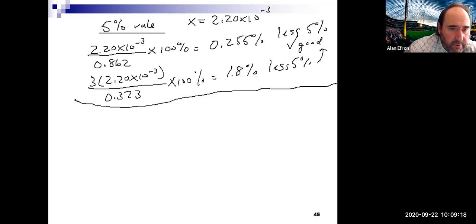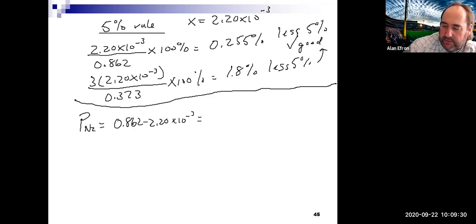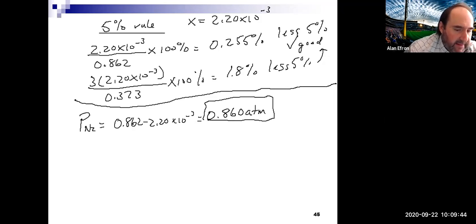That means that the pressure of N2 would equal 0.862 minus 2.2 times 10 to the minus 3. And that would get us 0.860. And again, this is not a concentration, but it is a pressure. So it gets the units of atmospheres.